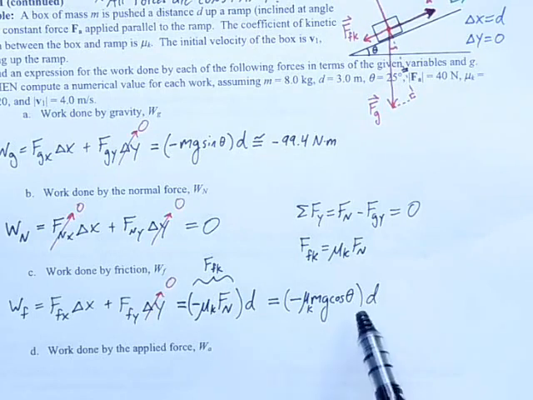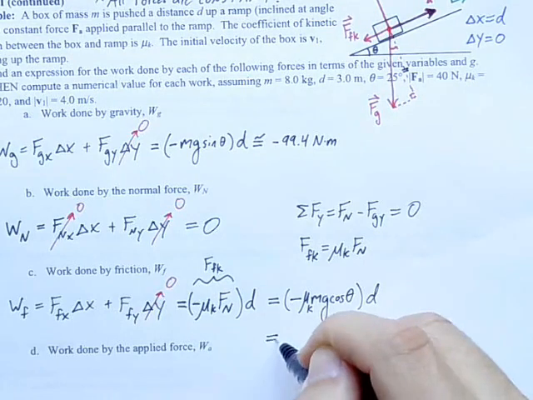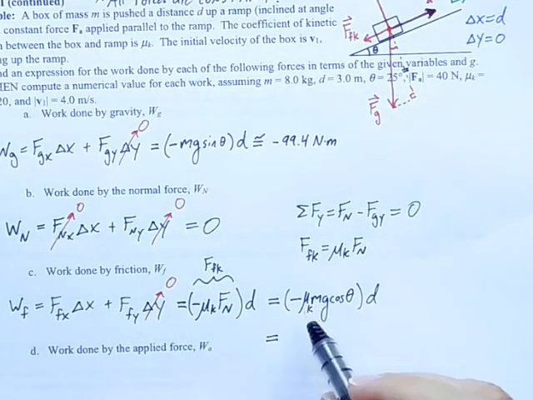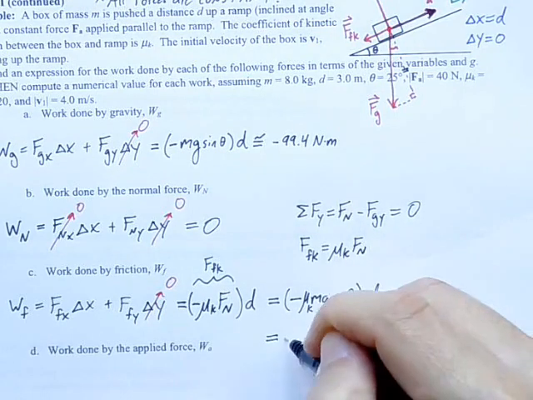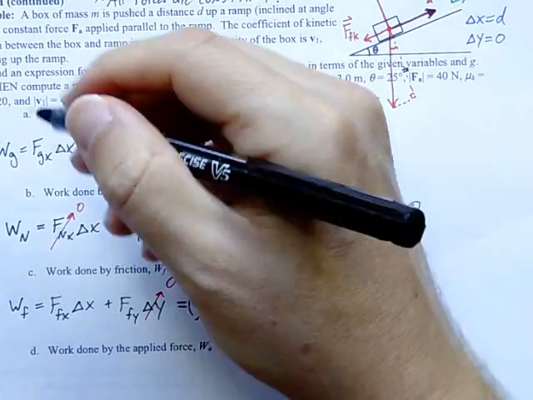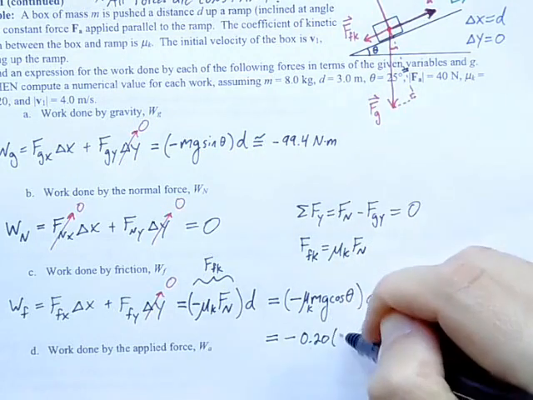Now we can plug in our numerical values for all of these. As long as we're talking about the proper way of showing your work, we should be showing that we're plugging in numerical values. I skipped that step here, but let's do it here. Minus mu k is 0.2, m is 8 kilograms.